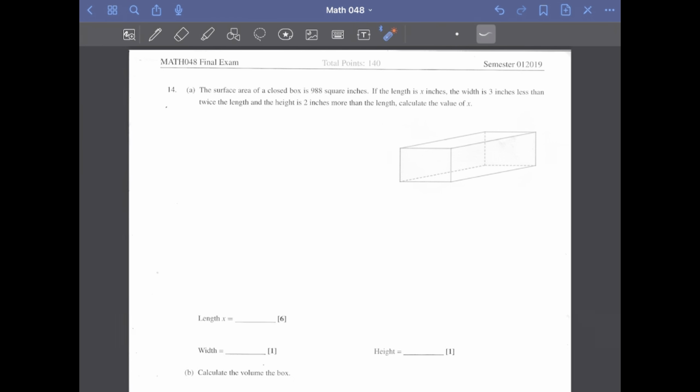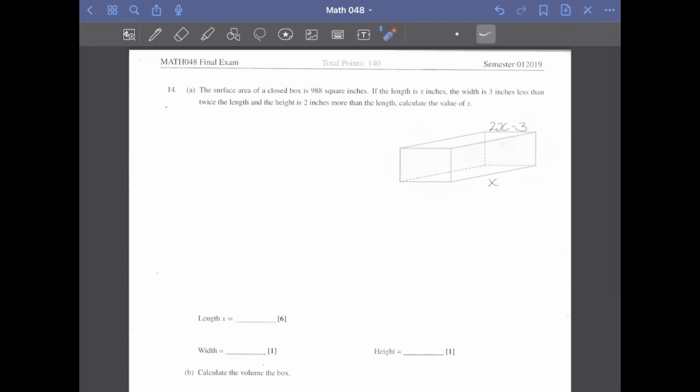Okay, the surface area of a closed box is 988 square inches. If the length is x inches, the width is 3 inches less than twice the length. So the length is x, and the width is 2 times x minus 3, because we don't know the length yet. x represents the length.